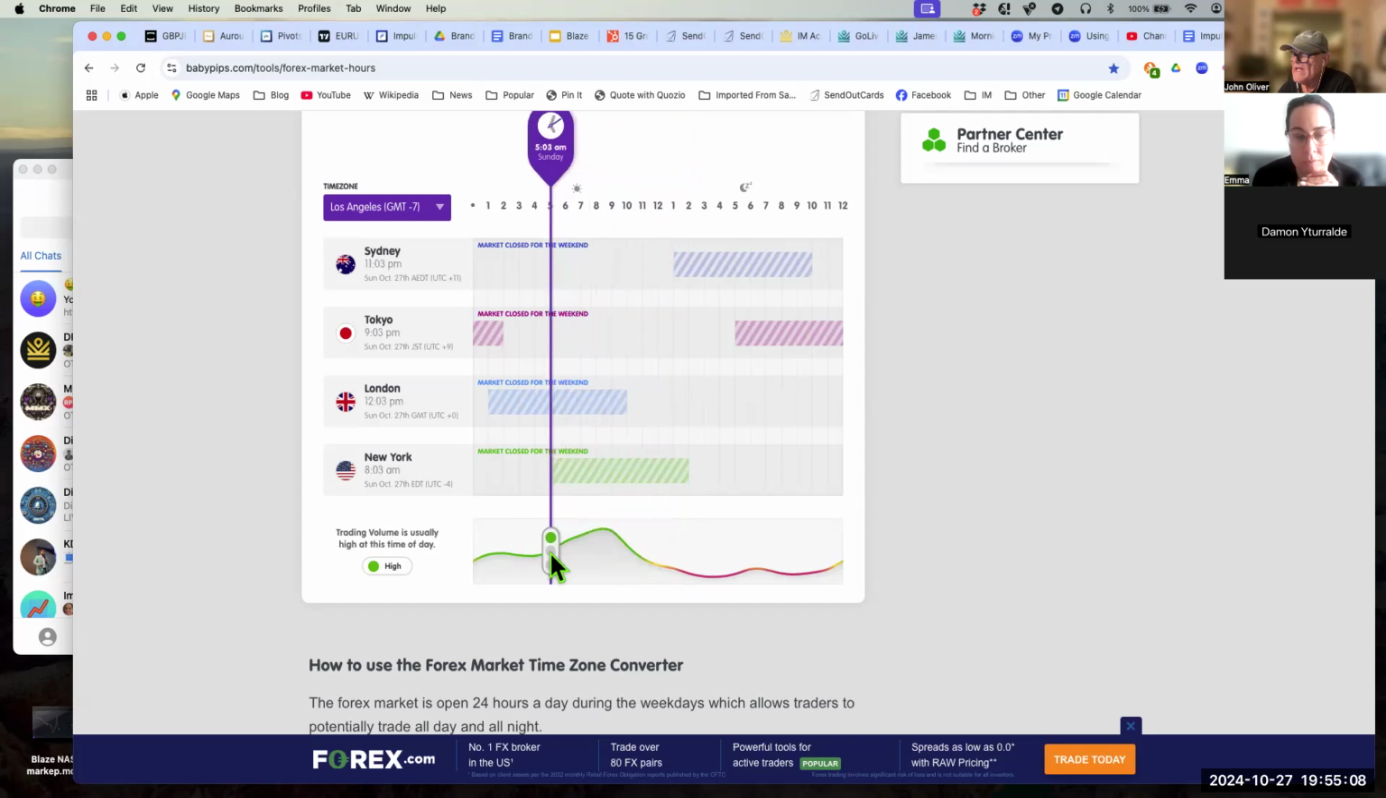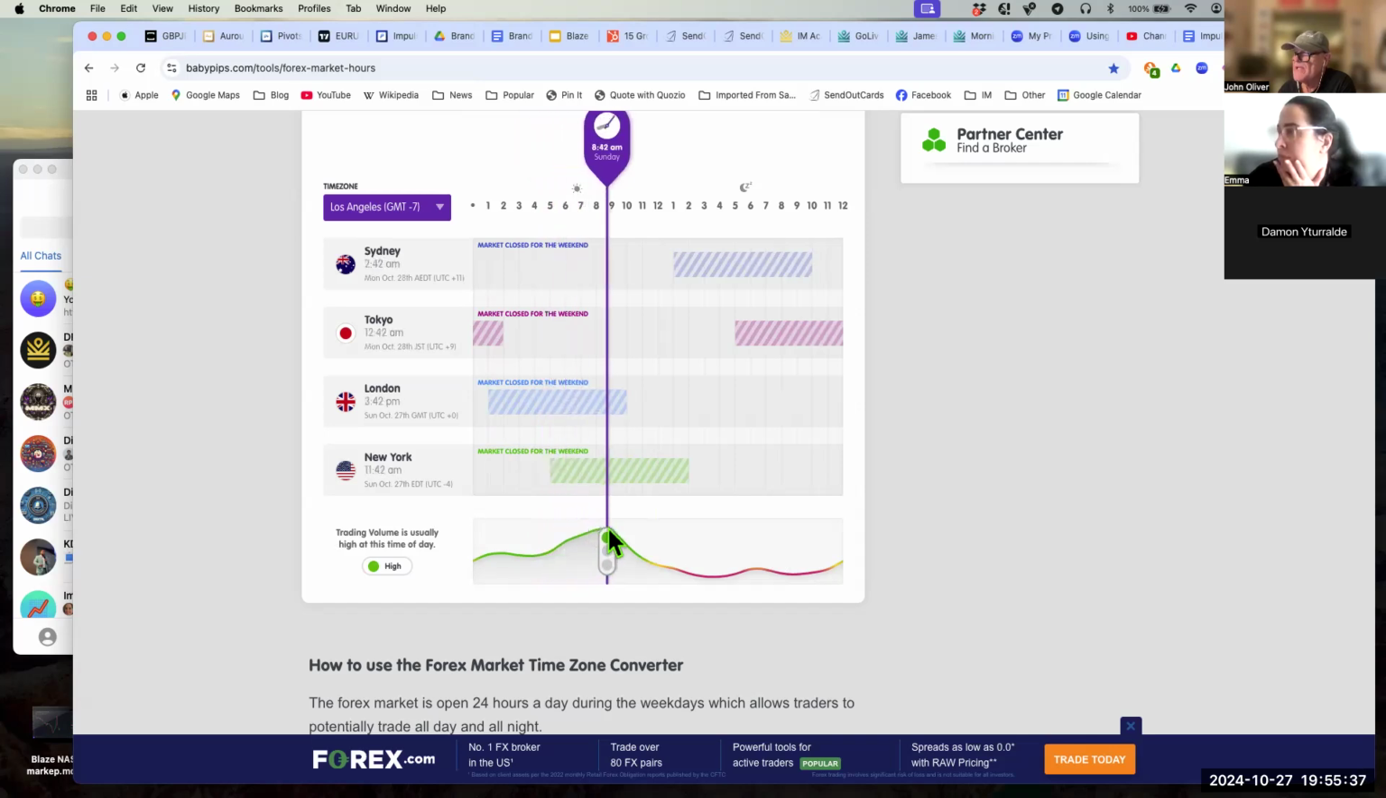So, for me, my main trading, see London opens at, see at the top there, Damon? London opens at 1 a.m. and I'm not trading that early, but I will start trading at 5, which is right here. And you can see with this green line going up at the back here, that's when we start to see the volume growing. So really from 5 a.m., this is Pacific time, up until 9 a.m., that's the most volume in the market.